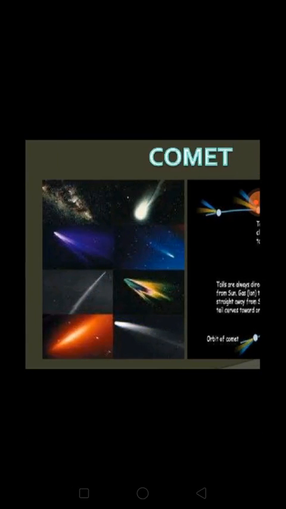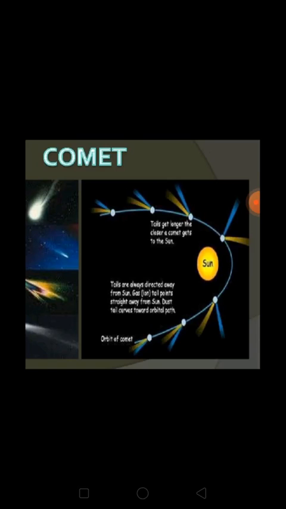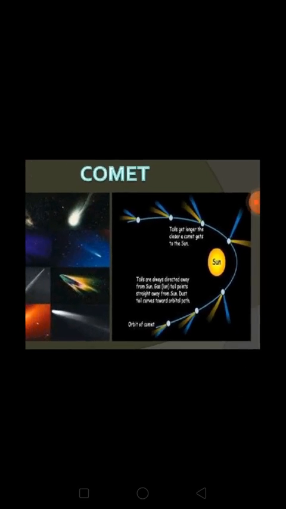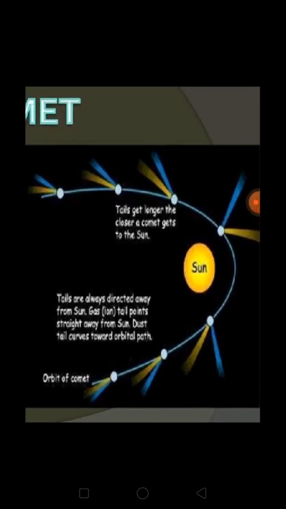The tail is formed of dust and gases. When a comet comes close enough to the sun, the length of its tail grows in size. See, when it is coming closer to the sun, its tail size grows, which we can even see from the earth. The tail of the comet is always directed away from the sun. In this diagram, it is very clear that the tail is always in the direction away from the sun. The tail of some comets can be millions of miles long.